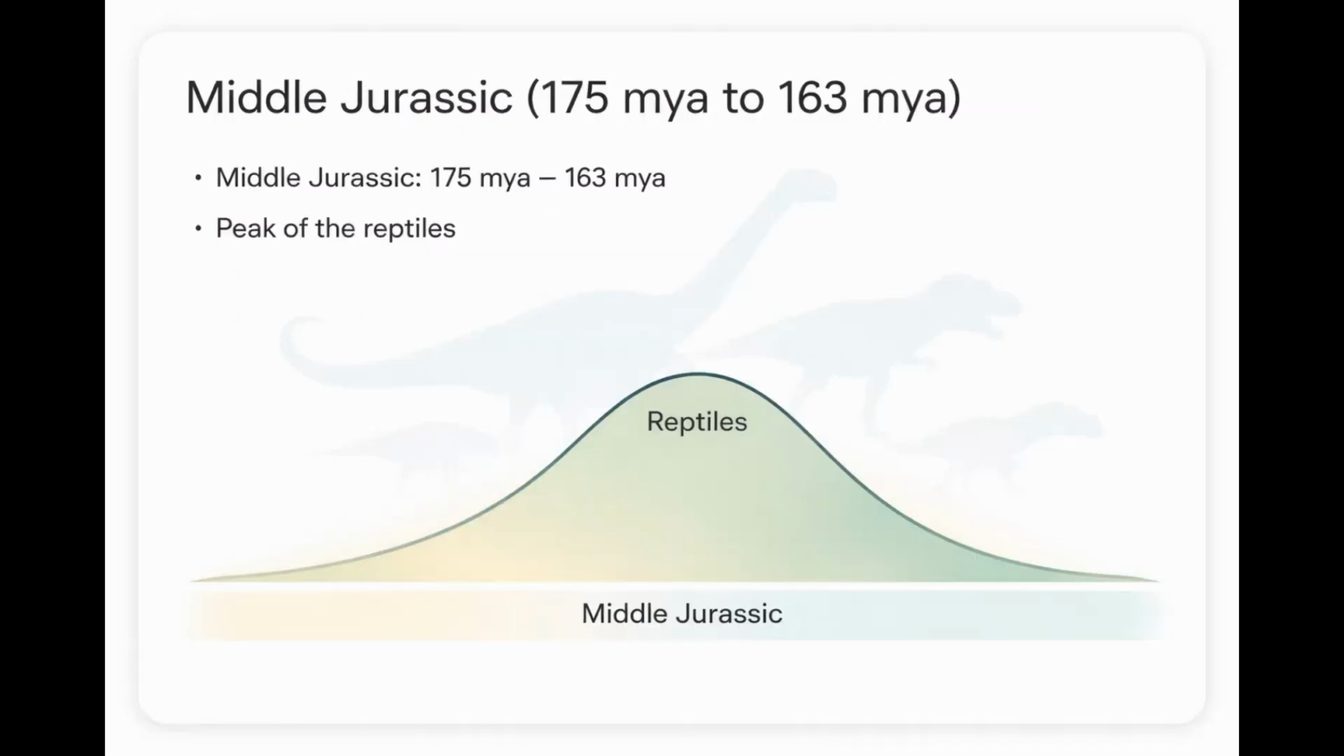The Middle Jurassic, from 175 to 163 million years ago, is described as the peak of the reptiles. Interpreting that, reptiles were exceptionally diverse and ecologically dominant, occupying many niches on land, and likely reflecting stable, favorable conditions for their continued expansion during this time.